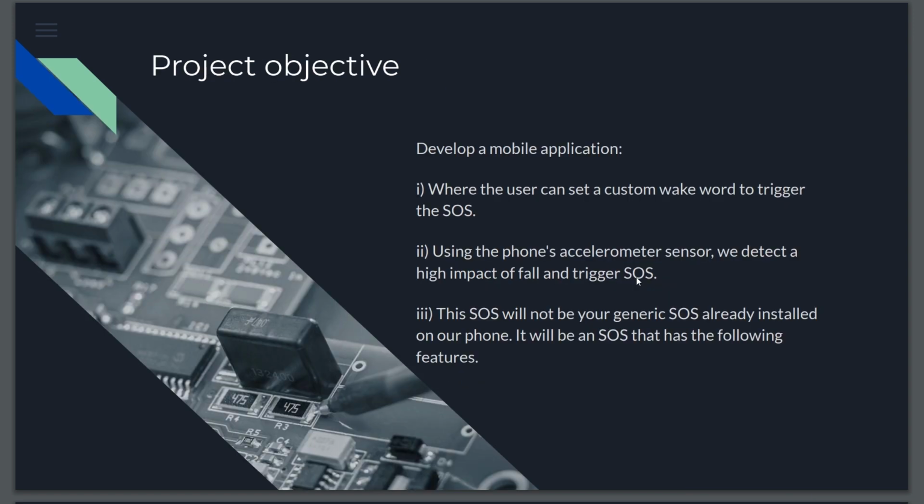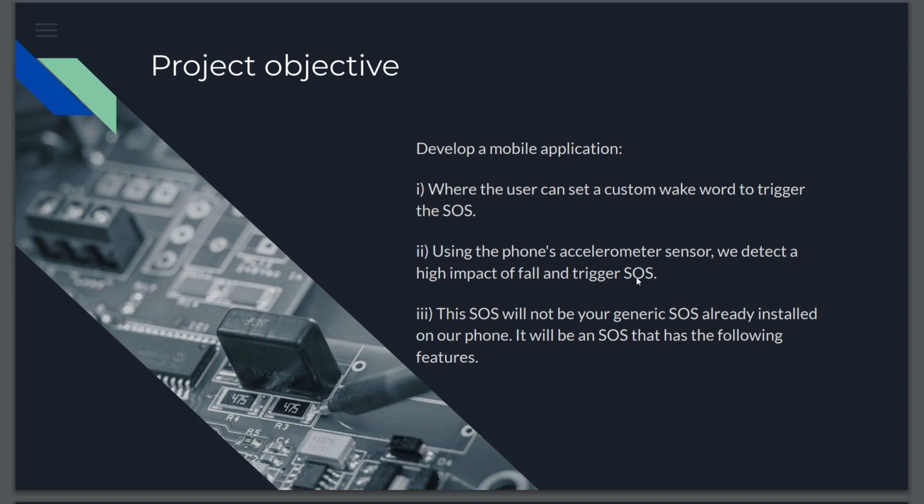Next is using the phone's accelerometer sensor, we detect a high impact of fall and trigger SOS. So if the phone falls from a high ground, the SOS will be triggered. And third, every phone has a generic SOS.